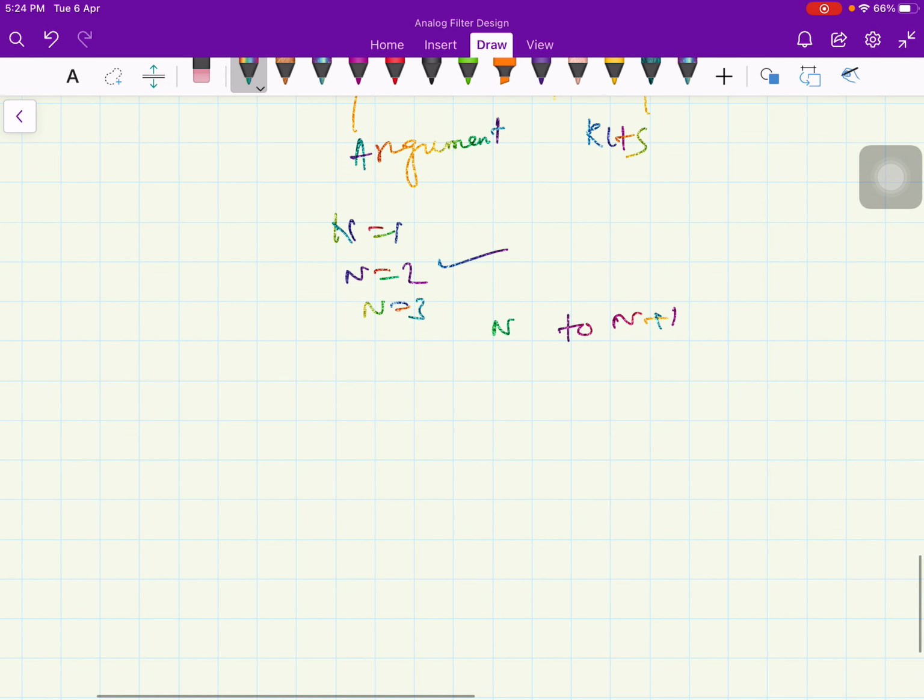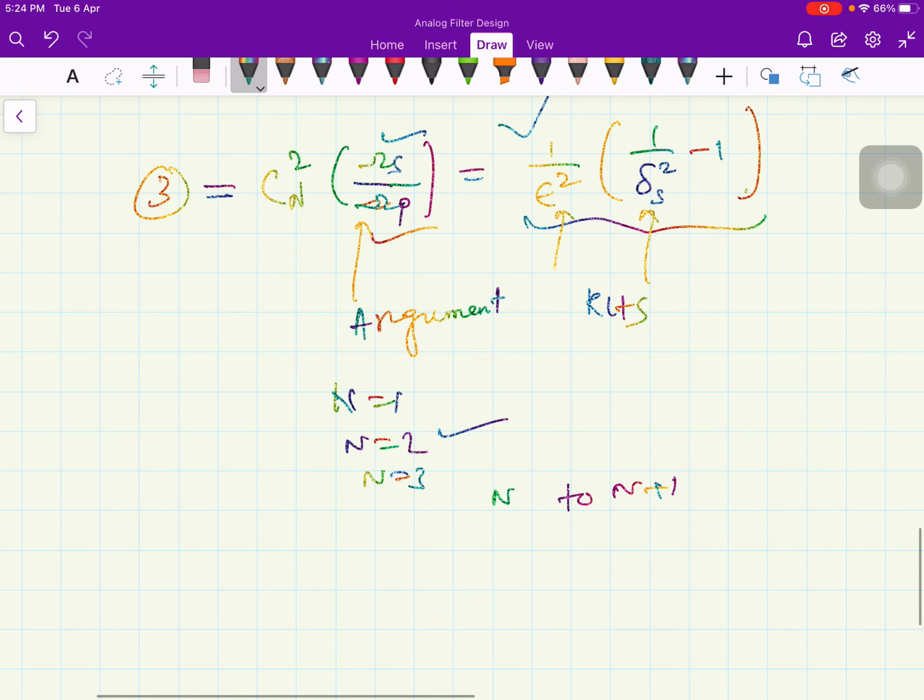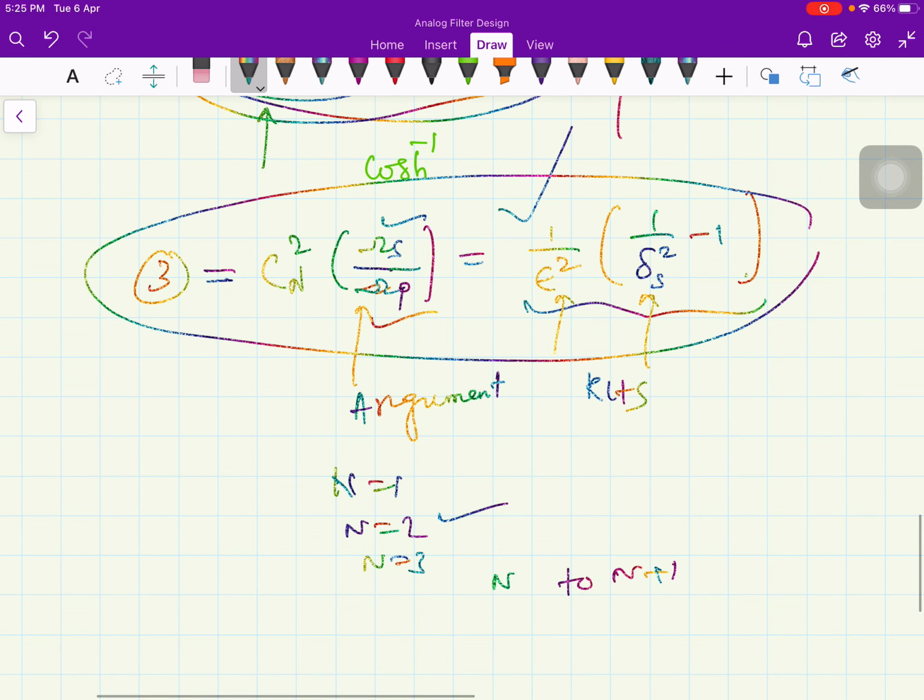So if you do not have access to the cosh inverse table, or the calculator does not have cosh inverse, then you try this formula. You try the relationship satisfied at the edge of the stop band. Since omega s by omega p is known and the right hand side is known, you can find out capital N by iteration.